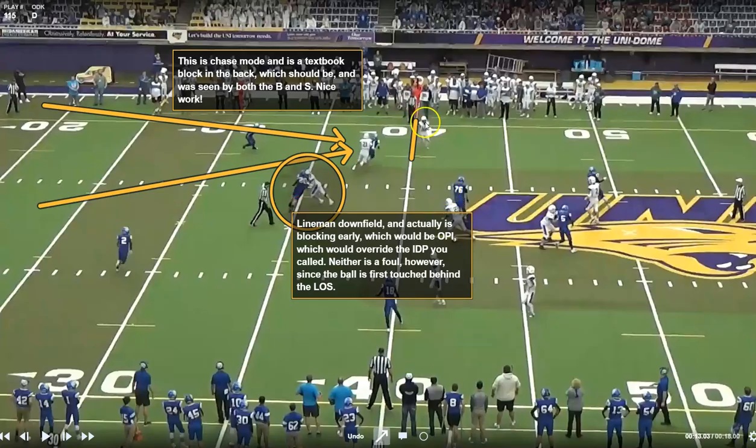But we don't have either one of those fouls, actually, because this ball's first touched behind the previous spot, behind the line of scrimmage. Okay. Now we have a block in the back, chase mode that's seen by our back judge. This is a 7-man game, so we have a side judge. He sees as well. Great. But if it's a 5-man game, the back judge should be looking right there, and he should see this. So let's watch this block in the back as we continue.